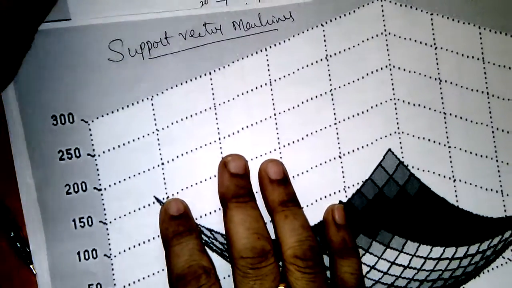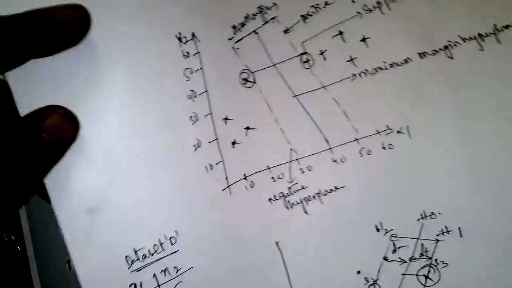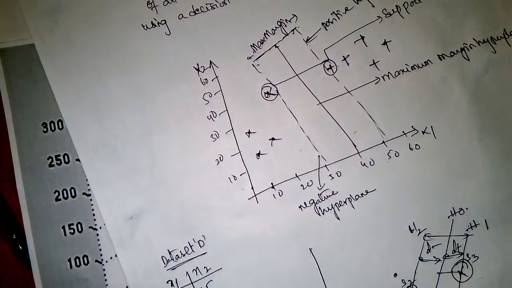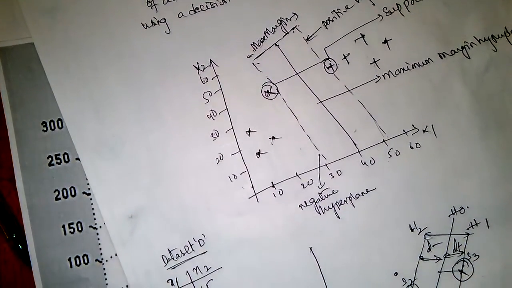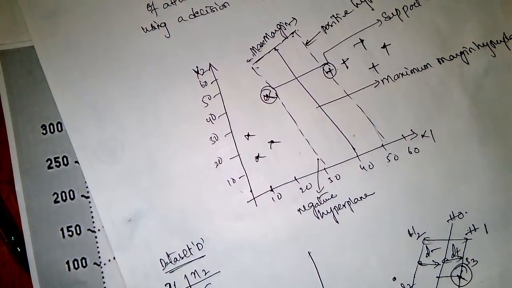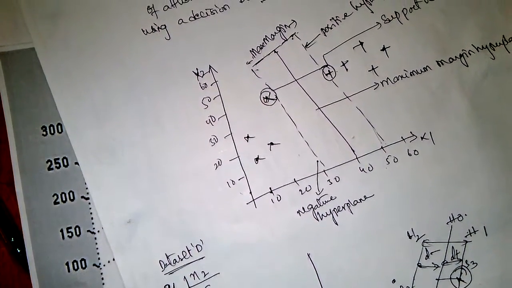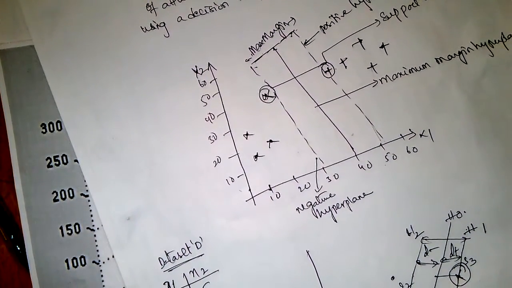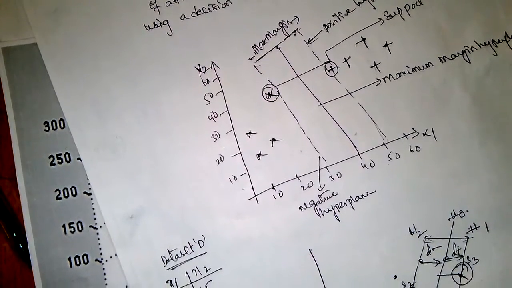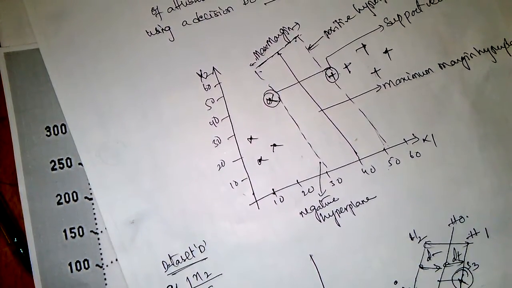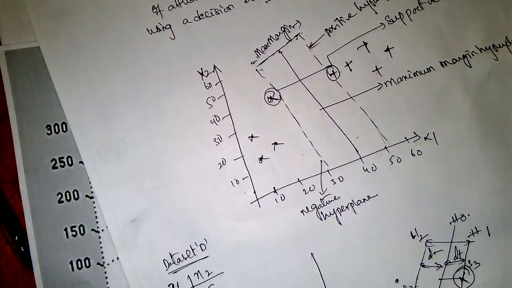Support vector machines is one of the popular learning algorithms which is used to classify data, using classification and also regression. Both classification and regression are used to predict classes by using the learning algorithm.